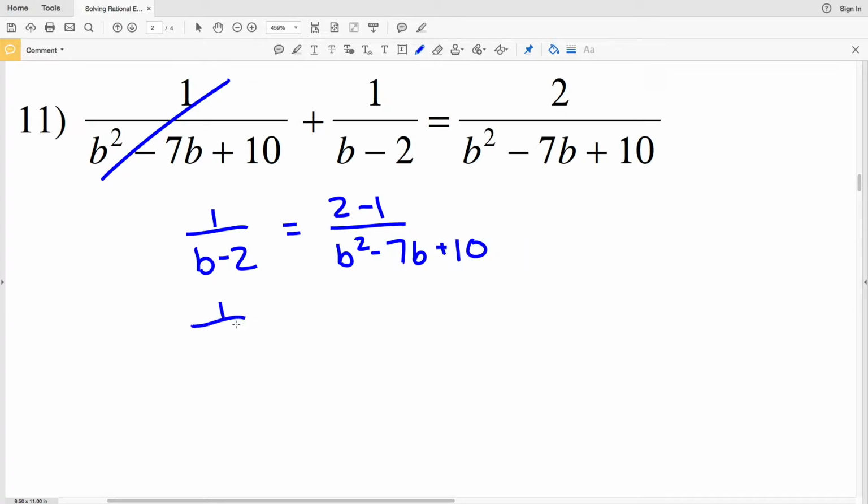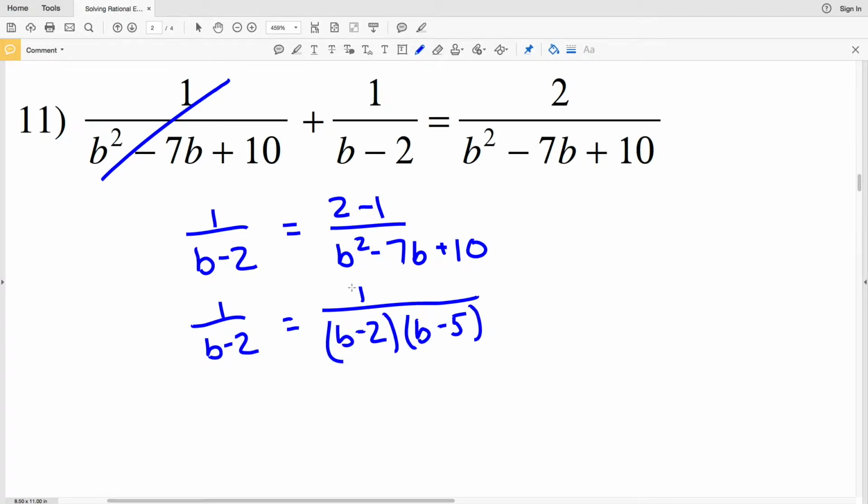So I'll have 1 over b minus 2 on the left, and then 2 minus 1 all over b squared minus 7b plus 10 is the same as 1, since 2 minus 1 is 1, over b squared minus 7b plus 10. However, instead of writing b squared minus 7b plus 10, I'm going to split it up and write it as b minus 2 times b minus 5.